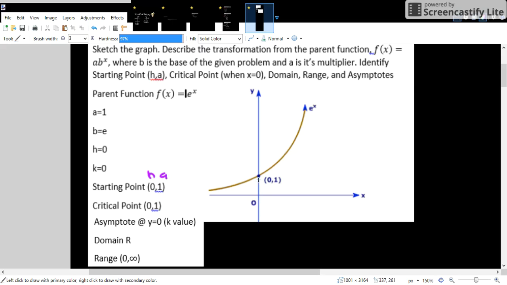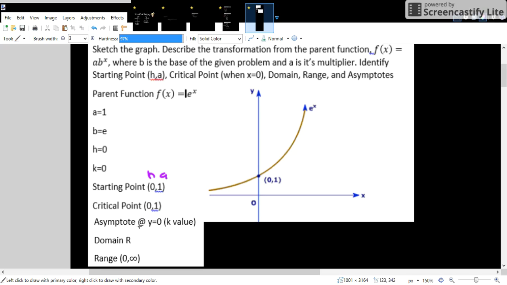So that would be our starting point. So we go ahead and label that on our graph. Our critical point in this case will be the same, but that's not always the case. X is 0 here, and when x is 0, our y is going to be 1.